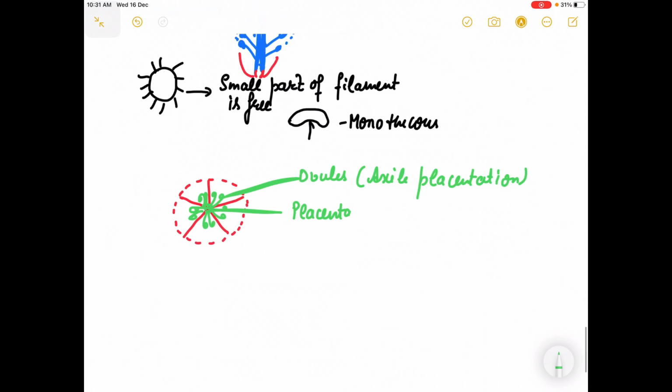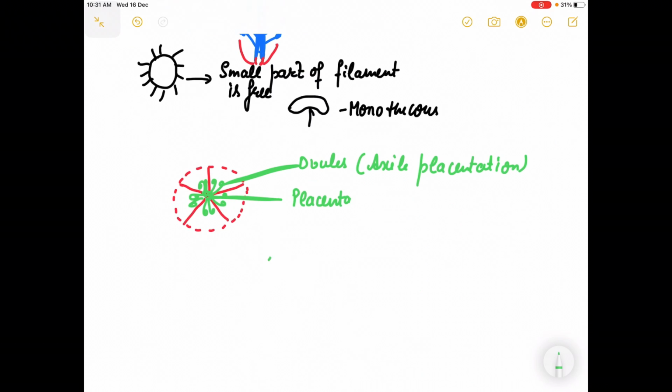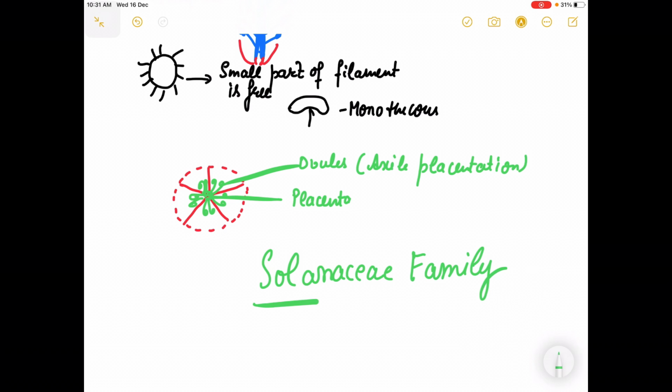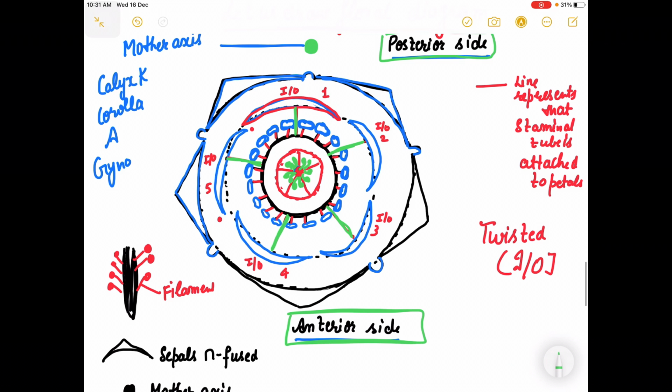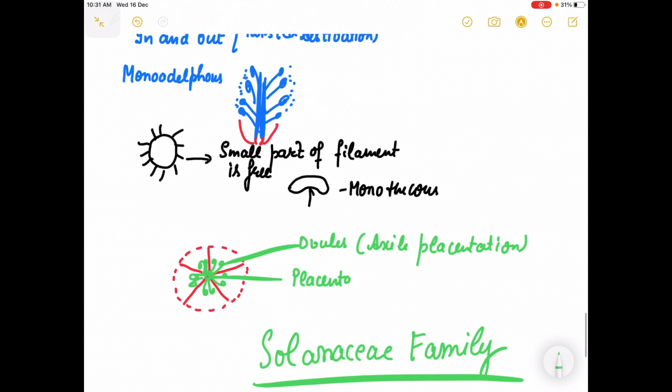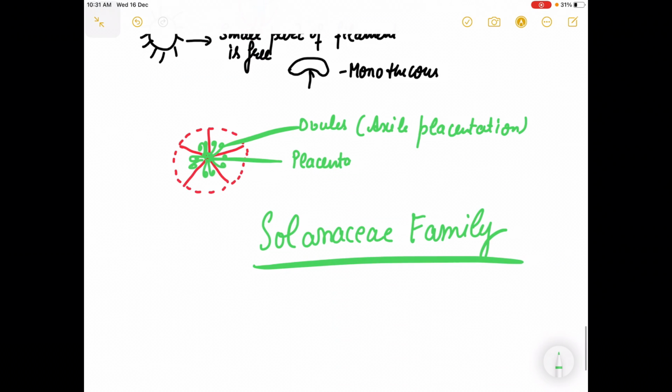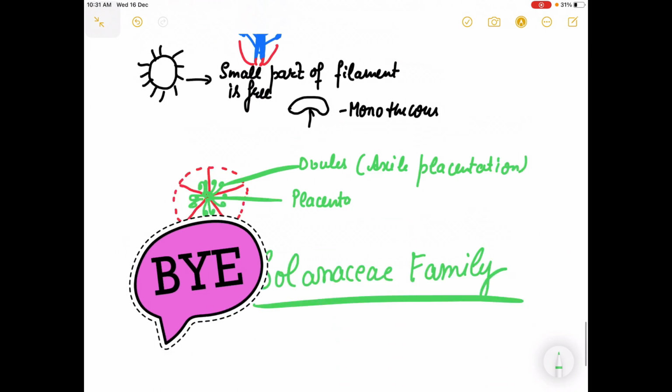Try it for another family, that is called the Solanaceae family. And still, if there is any doubt, you can mention your doubt in the comment section. Okay, go through this lecture very carefully. This is really going to be helpful for you to solve many kinds of questions.